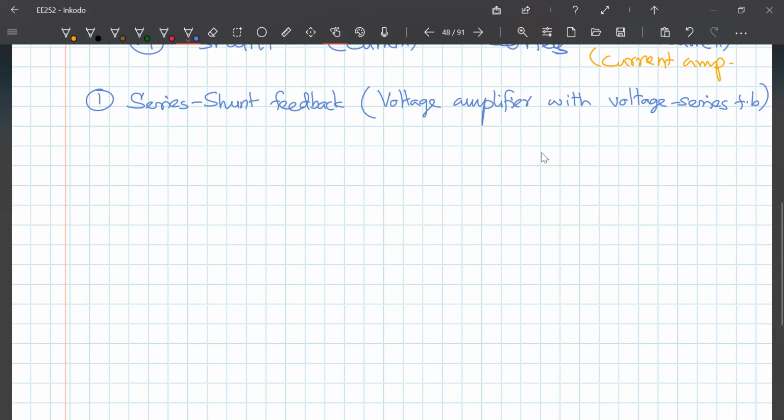Okay, series shunt is the same as voltage series feedback. It's a little bit confusing sometimes, so therefore stick with one. Maybe series shunt should be enough. These are also called voltage series feedback. So here in this case, this is the sampling, this is the mixing. This is the output, this is the mixing.